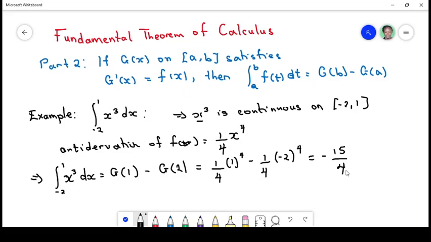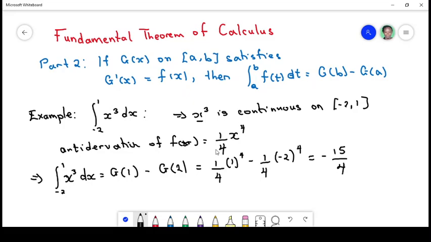So don't forget what it means here. If you have the integral, you find the antiderivative of your function, then you substitute your boundaries as well. Okay, then let's look at another definition.